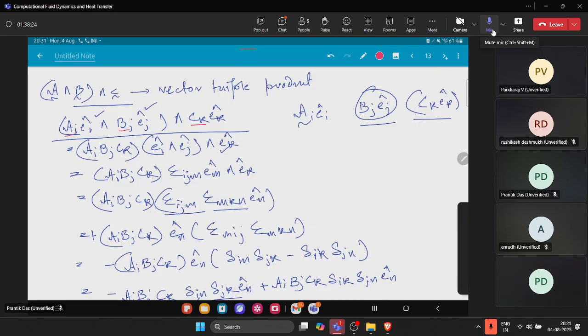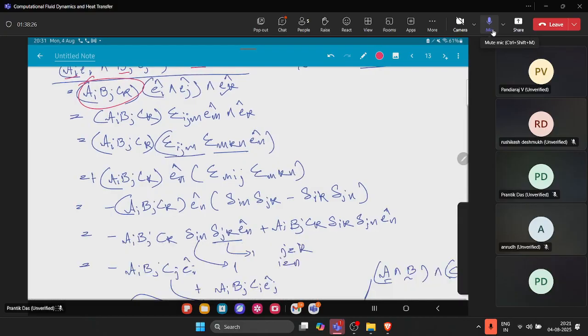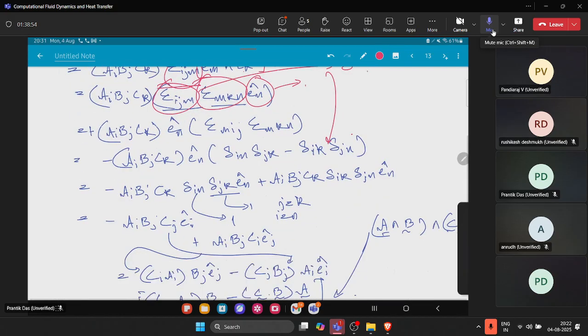Then this cross product gives me one unit vector, which is EM cap, with the unit alternating tensor. Similarly, EM cap cross EK cap gives me another unit vector, which is EN cap. Then I multiply epsilon IJM with epsilon MKN. I have to express this in terms of deltas, which I have done here by using the identity that I described previously in the class.